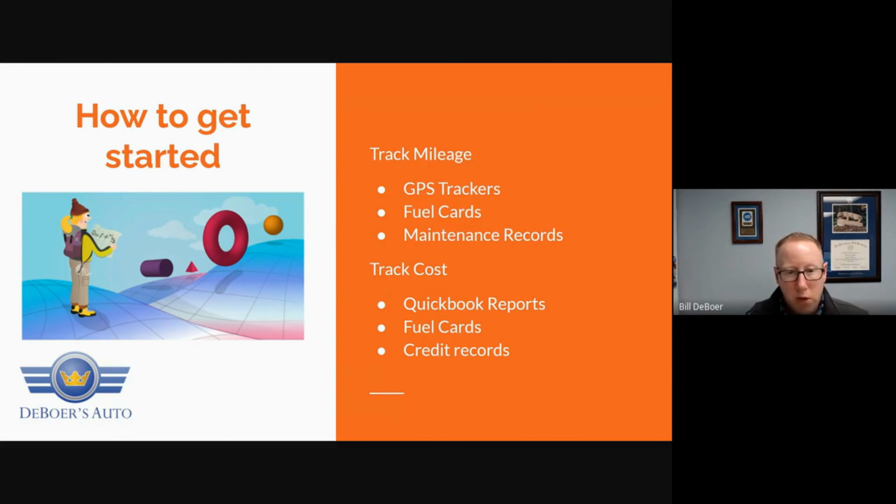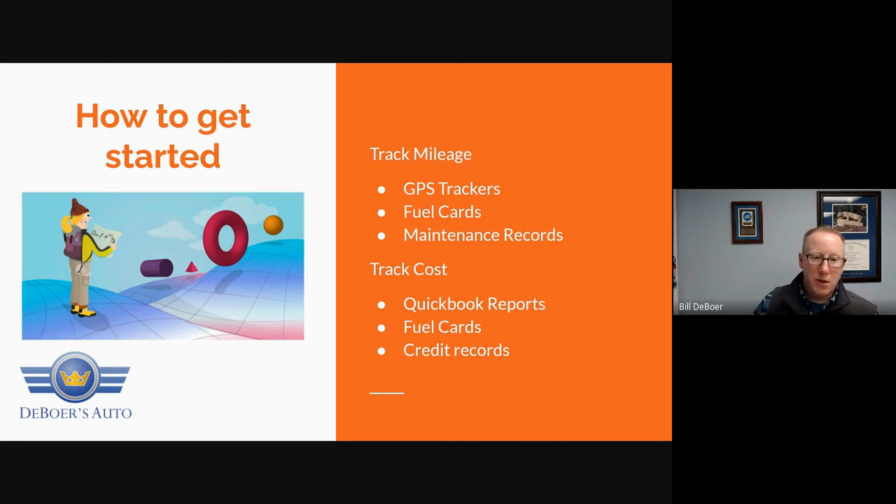If you have a GPS tracker in the vehicle, you can usually run reports off of whoever your service provider is to tell you how many miles you're running on an annual or monthly basis, so you can start getting a handle on this. Fuel cards are a good source. The only thing with fuel cards I would caveat is that they depend on who's entering in the mileage data at the pump. It doesn't always get recorded right.